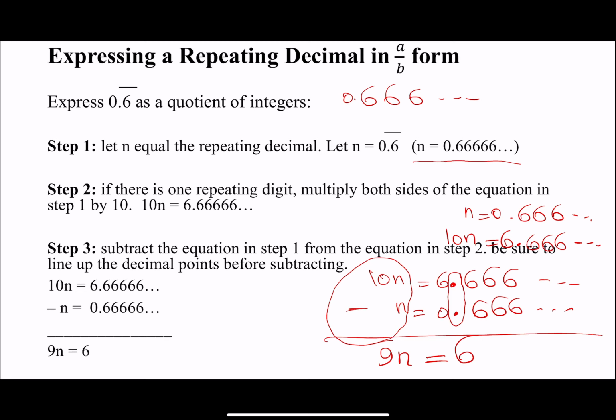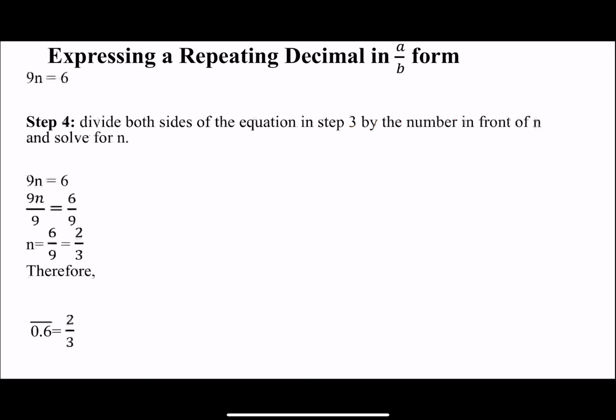Now, solve this equation for n. 9n is equal to 6. You want to find n. So step 4, we have 9n is equal to 6. Step 4, you solve it for n. Divide both sides of the equation in step 3 by the number in front of n and solve for n. So we have 9n is equal to 6. Divide both sides of this equation by 9. On the left side, 9 and 9 cancel each other. So then n is equal to 6 over 9.